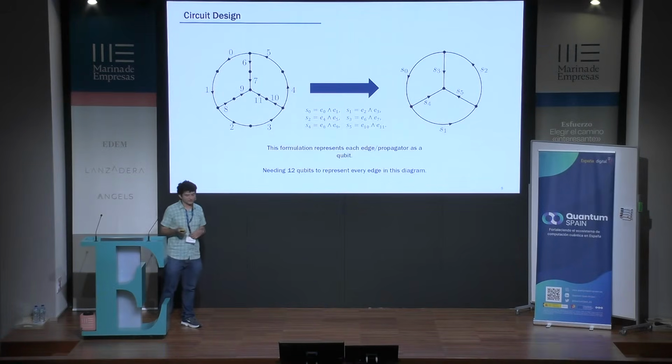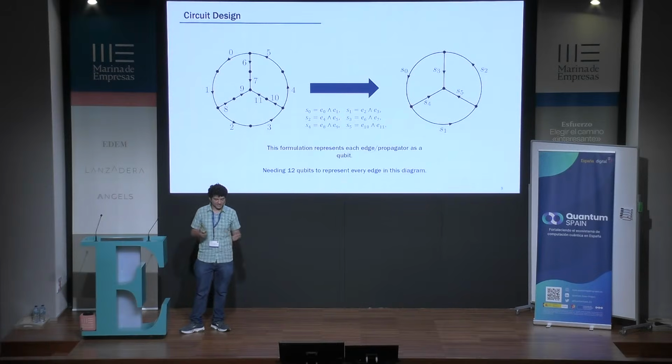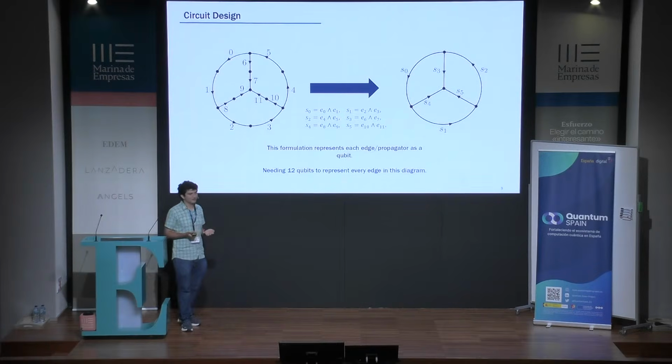So first, to be able to work with this kind of idea, we need to reduce the graph to a simpler graph. So instead of using these propagators, we utilize a reduced graph representation, in which we represent every propagator as an edge in a junction with the propagators that share the same vertex. For this configuration, we use 12 propagators. We need 12 qubits to represent at least this diagram.